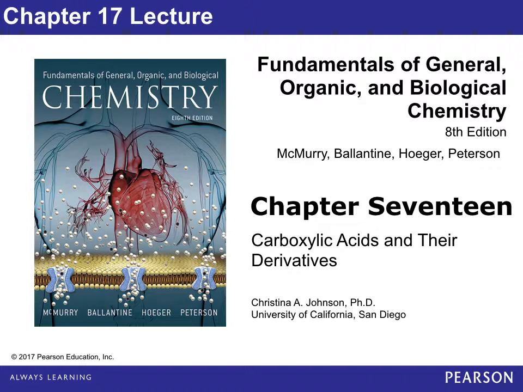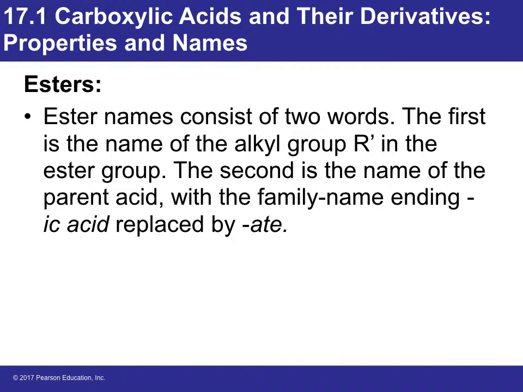This is part 3 for chapter 17, and we're looking at esters. An ester's name consists of two words. The first one is the name of the alkyl group R' in the ester group. The second one is the name of the parent acid, with the family name ending -IC acid replaced by -ATE.